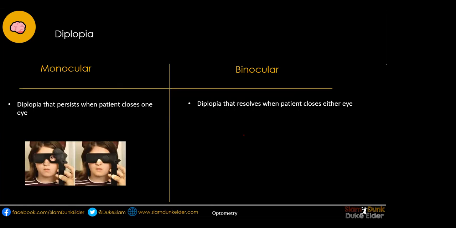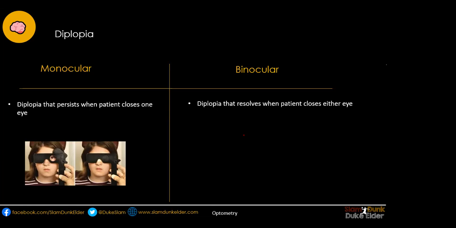So when you're thinking about monocular, it's diplopia that persists when a patient closes one eye. So it will still occur when they've closed either eye. And that's usually referring to ocular disease. So they might have a cataract or a refractive problem. So they could have corneal surface irregularities. They might have a pterygium growing across their eye. It could be post-cataract. Perhaps they've got capsule opacification at the back of the eye.